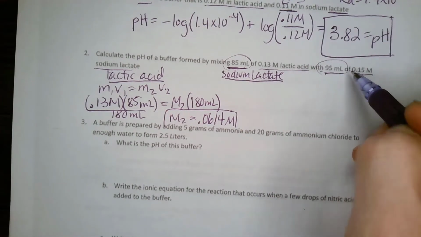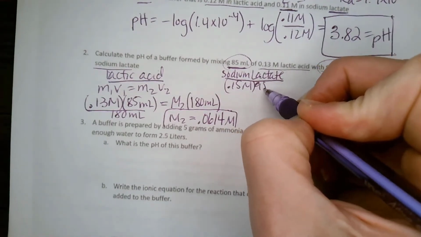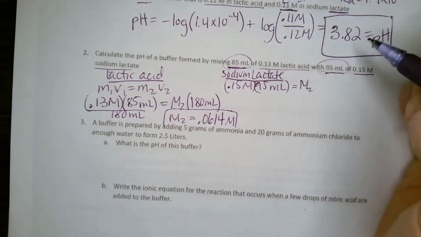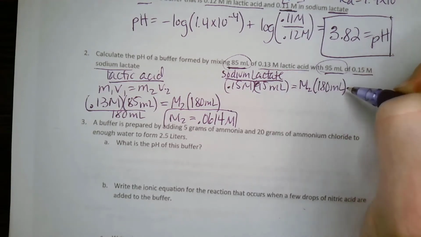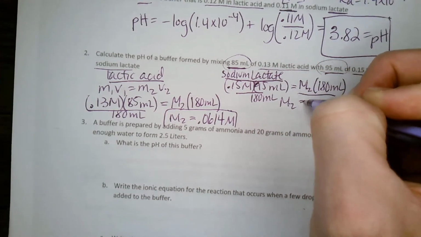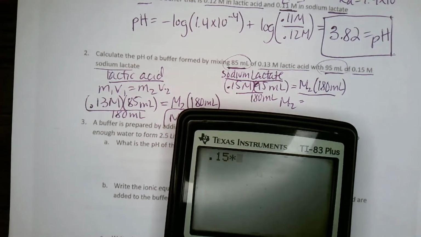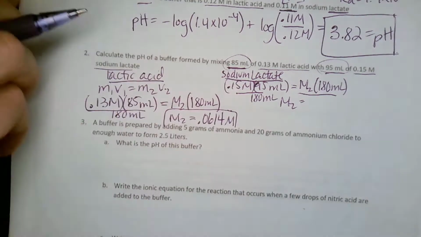All right, so our M1 is 0.15. V1 is 95 milliliters equals, I have to find my concentration, and then the volume is the same volume, M2 times 180. So divide both sides by 180. So M2 is 0.15 times 95 divided by 180, which is 0.0792.